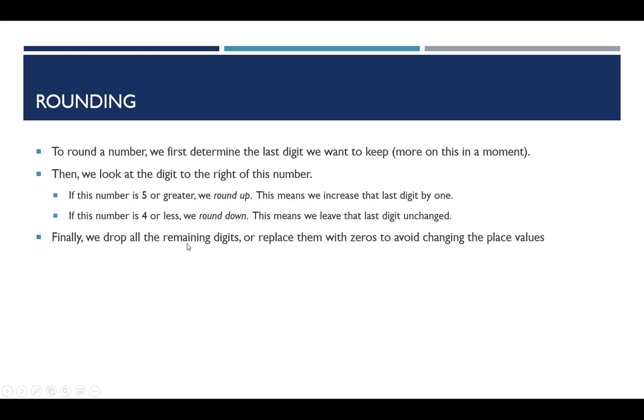And as I said, you drop all the remaining digits, or, and this is very important, replace them with zeros to avoid changing the place values. And that's what you have to do when the numbers are to the left of the decimal point. So a little bit more on that there. You want to, in doing that, not create additional significant digits. That's important. So be very, very careful not to move the place values of the digits. That can cause significant problems.